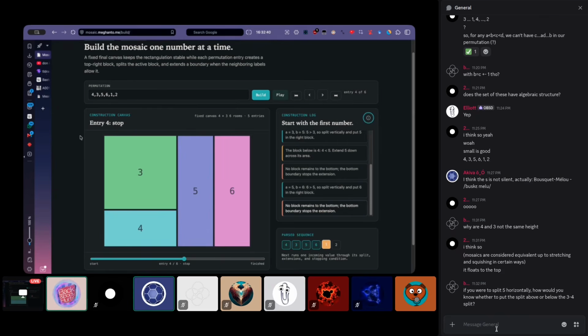Always the top right. Always the top right block. So the 1 will end up on top.